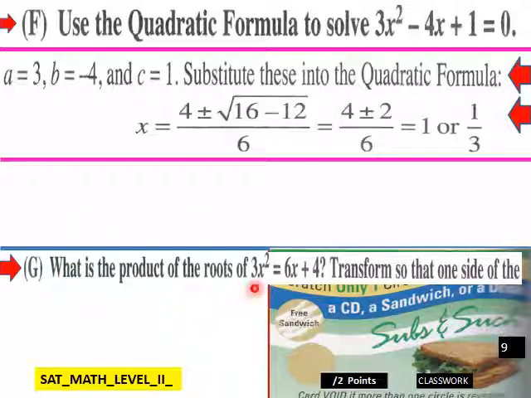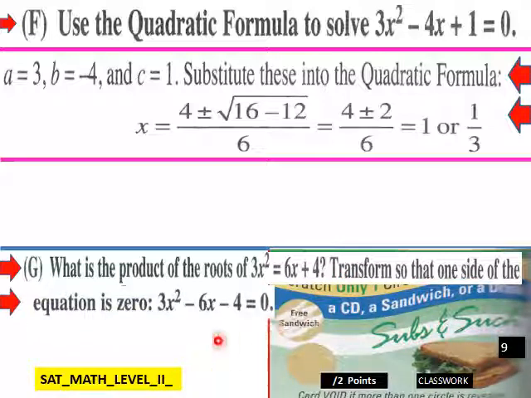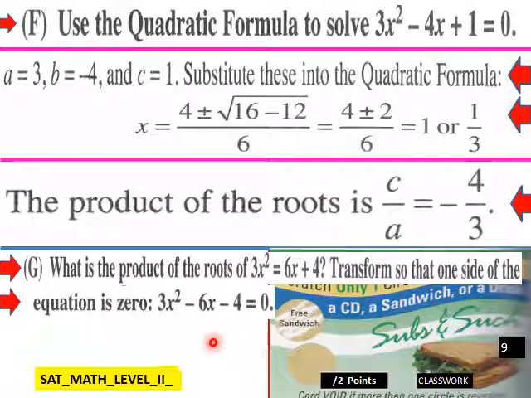G. What is the product of the roots of 3x squared equals 6x plus 4? Transform so that one side of the equation is 0. So 3x squared minus 6x minus 4 equals 0. Once we do that, the product of the roots is c over a. So here is our c, and then here is our a. So we have negative 4 over 3. So the product of your roots is negative 4 over 3.